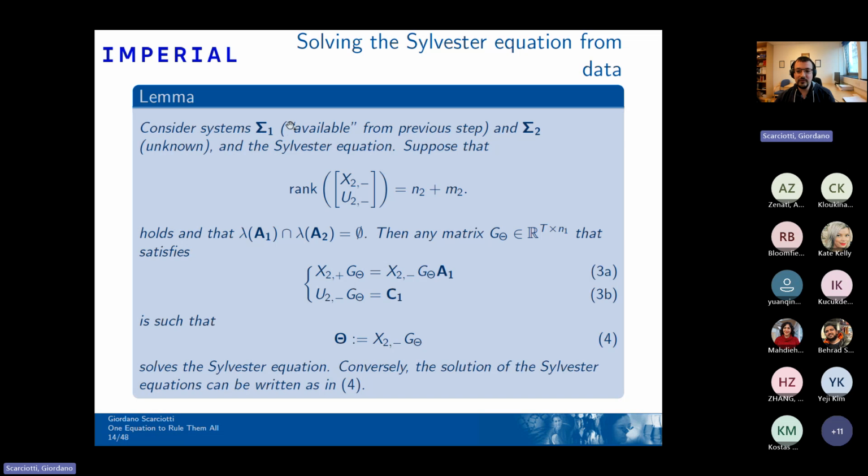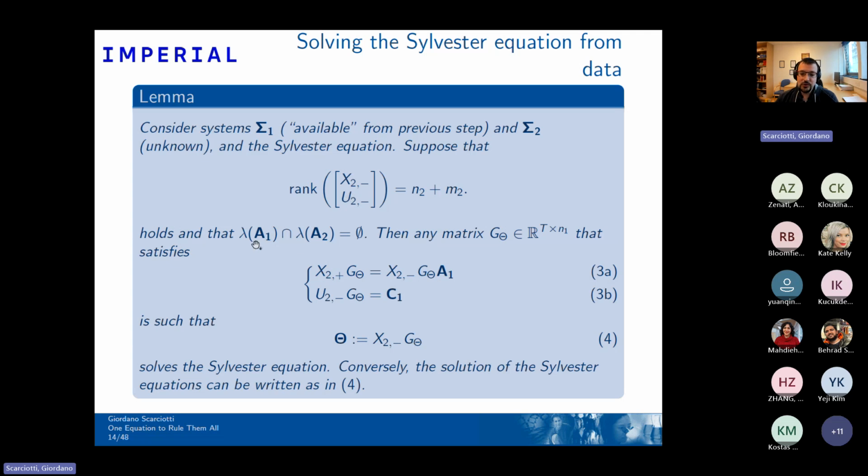It's possible to also do the version of this result in which sigma 1 is not available. It is in the paper, in the appendix, but it's basically useless because in any method that we developed, sigma 1 for one reason or the other is always available. We make the assumption that X2 minus and U2 minus are full rank, so that the data is sufficiently rich. This assumption can be made weaker. If you are familiar with this framework, you can relax this rank assumption with an informativity assumption. We can discuss this later. This rank condition is just sufficient and simple to use, but it can be made weaker.